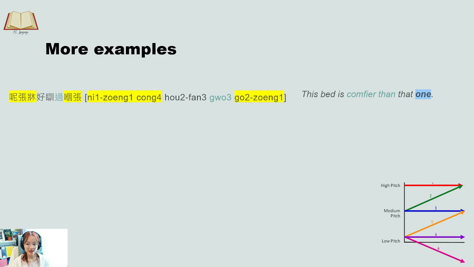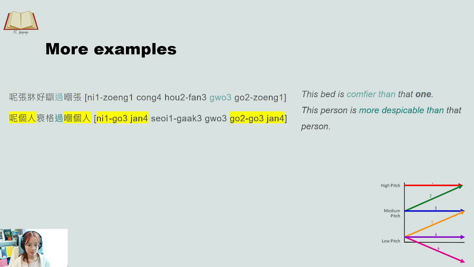呢張床好瞓過嗰張. Notice how I have taken away the second 床 and in the English translation, this gets changed to that one instead of that bed. It is very common to do this in Cantonese as this allows language and conversation to flow better and allows it to be more concise. This is another example. 呢個人衰格過嗰個人. You can omit the second 人 to give it better flow and make it more concise. So it will be like this. 呢個人衰格過嗰個. And once again, that person becomes that one in English.